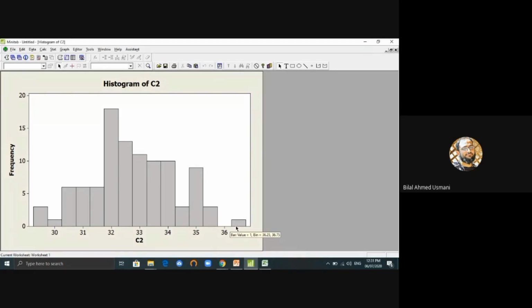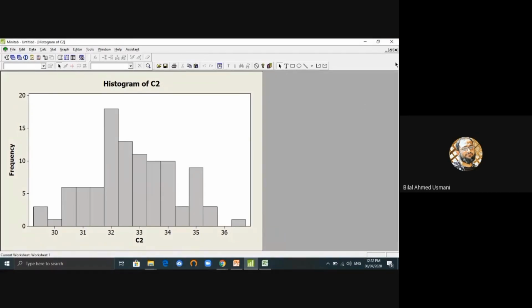Does this look like a bell-shaped curve? Yes, sir. Does this look like a bell-shaped curve? It's not evident to be a bell-shaped curve. It could be a distorted exponential function. It's not looking like a bell-shaped curve.